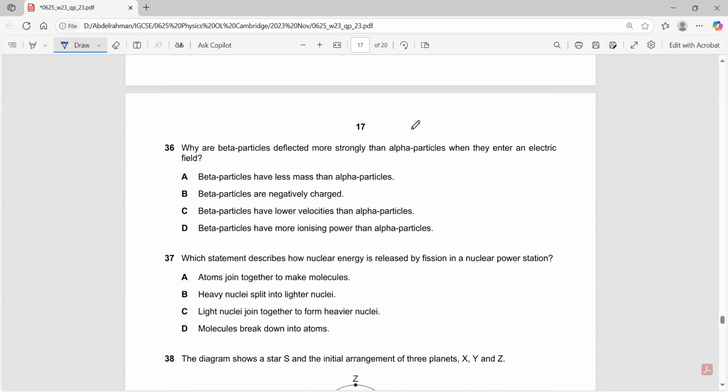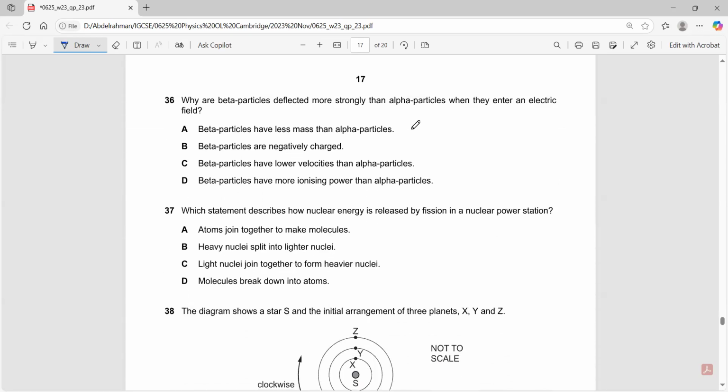Now, question 36. Why are the beta particles deflected more strongly than alpha particles when they enter an electric field, even though their ionization effect is much weaker? Because of the mass. Yes, because of the mass. They could be moved much more easily than the alpha particles.